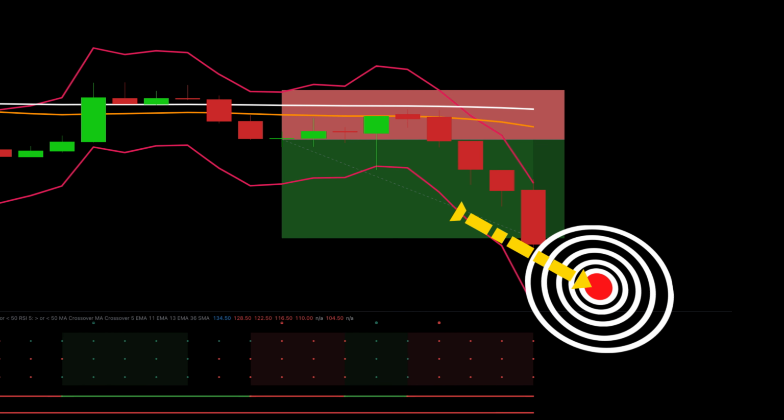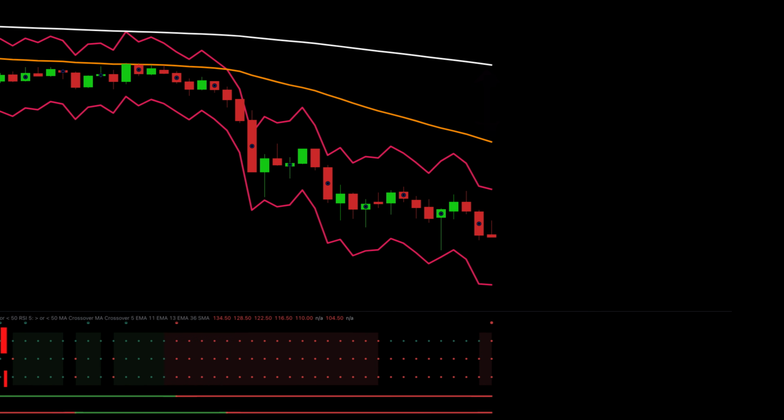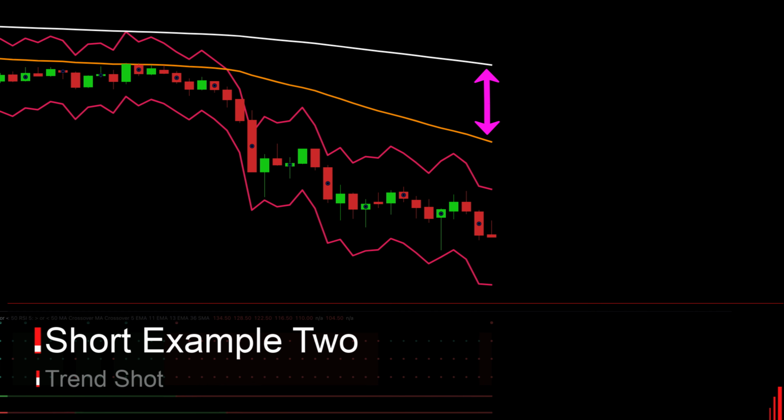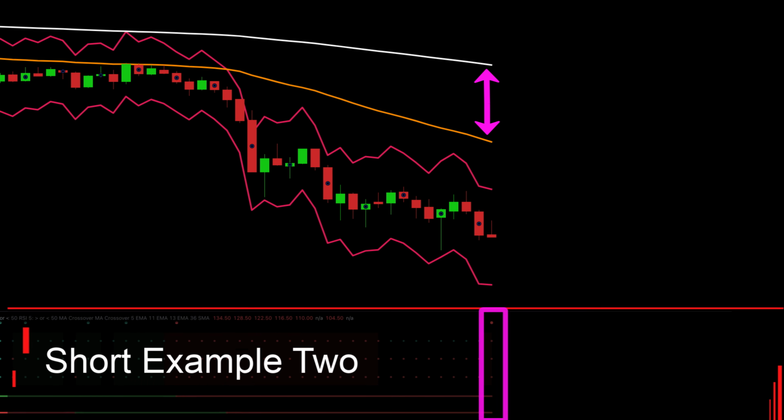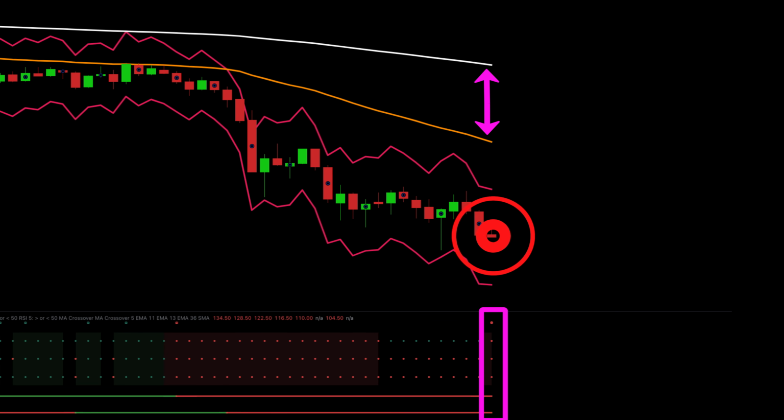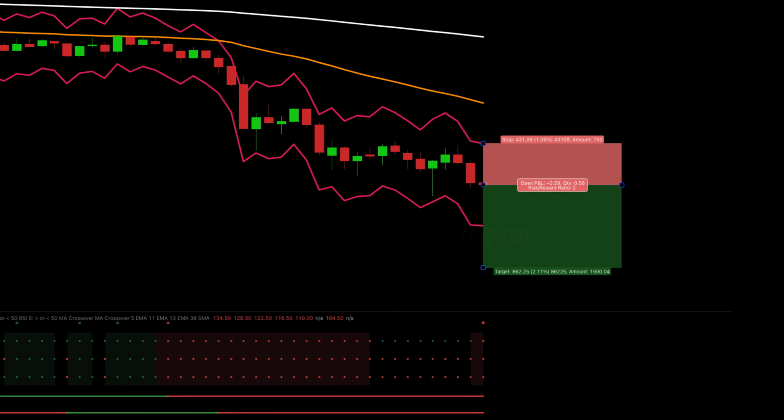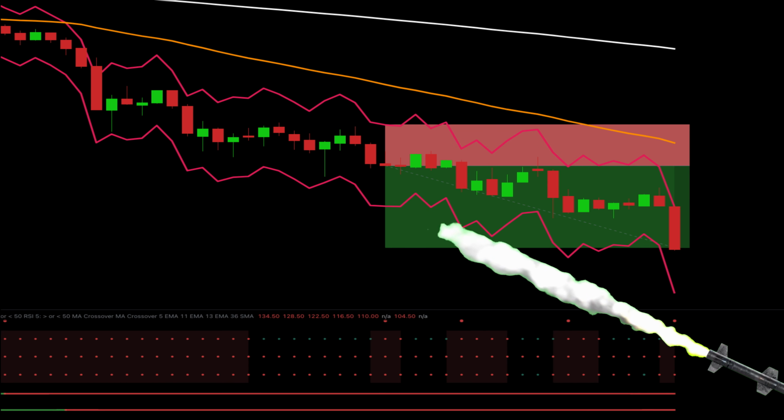I'm going to show you one more quick example. The 50 EMA is below the 200 EMA. The trend meter now shows all red. This is our trigger candle. The stop is placed at 2 times the ATR value of the trigger candle, and the target is 1 to 2. And the final example hits the target.